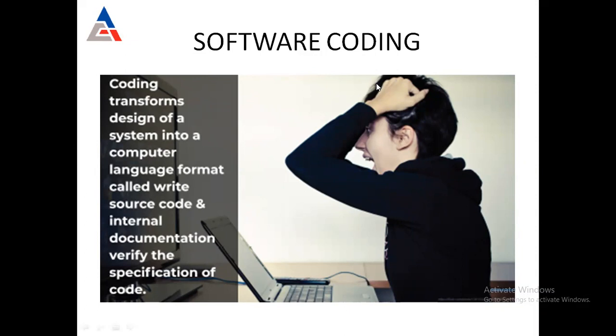Okay, software coding transforms the design of the system into computer language format, called writing source code and internal documentation, that verifies the specification of the document. So here the software engineer or his team start converting the software design into the coding by making one module at a time by each team member.